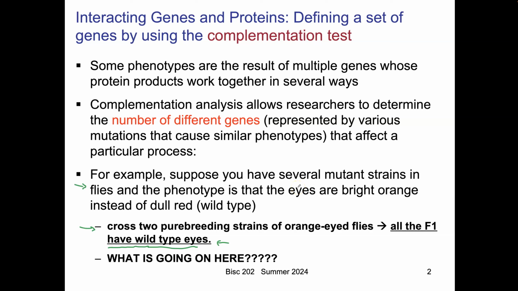So we've got two different strains. One we'll call orange 1 and one we'll call orange 2. And you cross them to each other, and the progeny, the F1, all have the same bright orange eye color. And so you should stop at this point, and if this is the genotype of the parents, then what is the genotype of the offspring going to be?